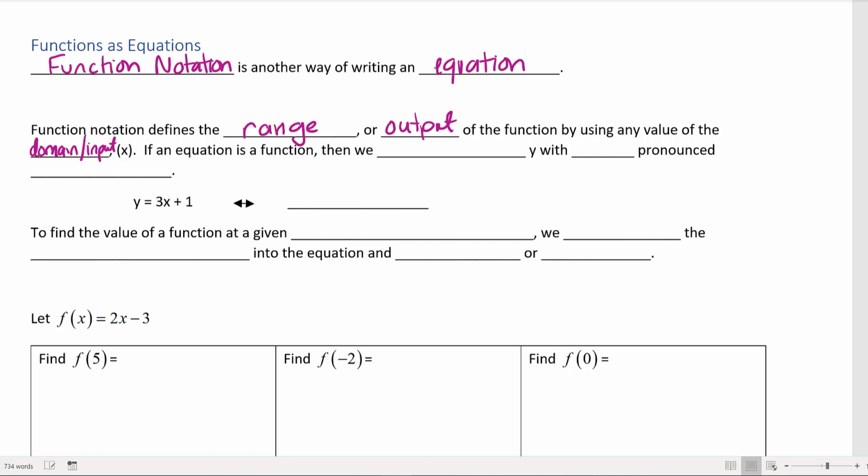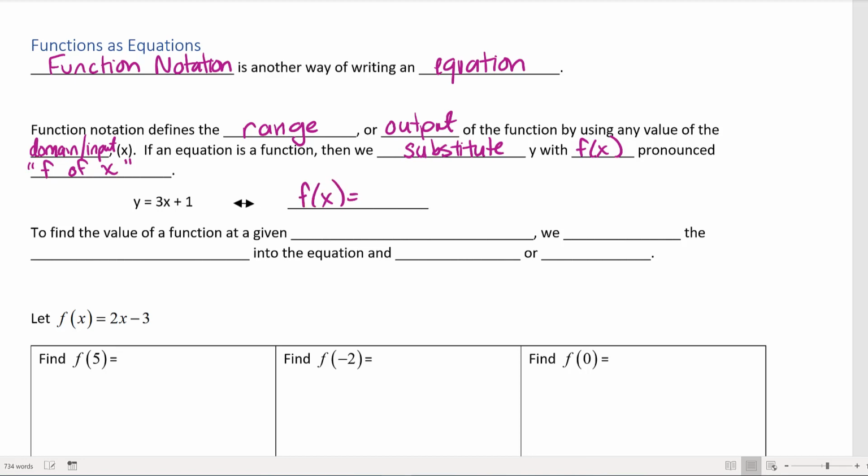which we call x. So if an equation is a function, then we can substitute y with f of x. So it's f parentheses x parentheses, and the way we pronounce that is f of x. So I just mentioned if an equation is a function, then we can do this. We're going to discuss more about functions later on in the semester, but for now, we're just going to assume it's a function. All linear equations are functions except vertical lines. That's the only ones that aren't.